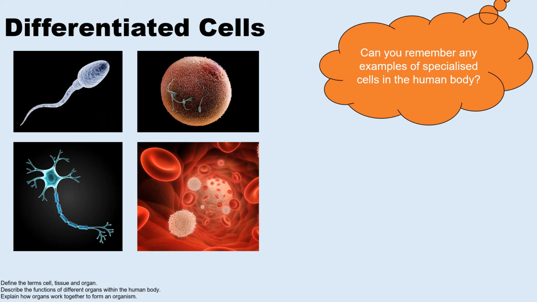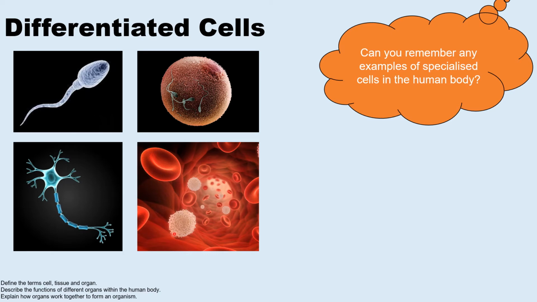Red blood cells don't have a nucleus because they can carry more oxygen. They have a larger surface area and they've got more room in the red blood cell to carry more oxygen around the body in the blood. They are the only cell in the human body that does not have a nucleus.